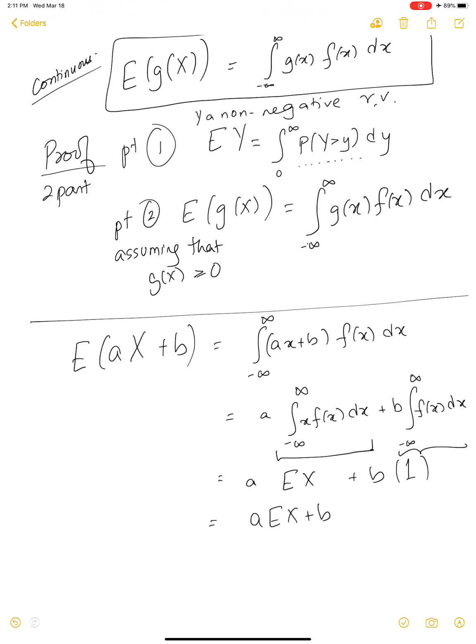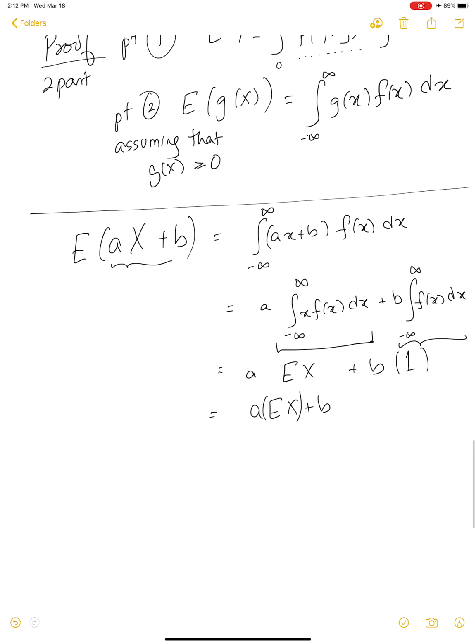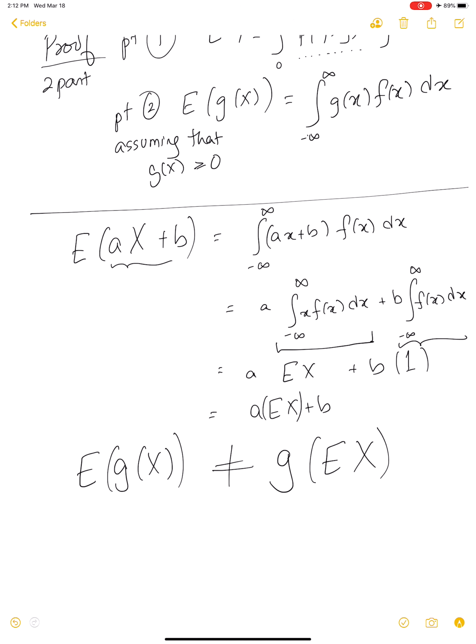So when you have a linear function, the expected value of a linear function is just the linear function evaluated at the expected value. But this is not normally the case. So please do not make this mistake. Expectation of g of x is not equal to g of the expectation of x in general. Okay? This is only true when g is a linear function.